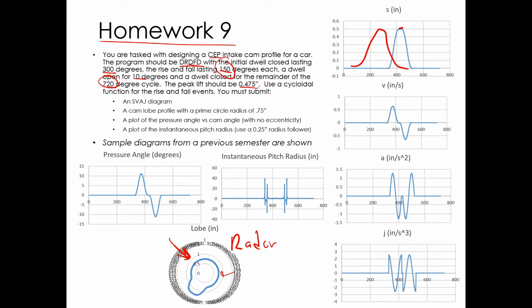And you don't have to offset this for the roller follower. So this would be the prime circle. This would be the pitch path for it, not the actual metal. Offset's a lot harder to do. Plot of the pressure angle versus cam angle. That's this. Plot of instantaneous pitch radius for a 1/4 inch follower. That's this. So your graph should look fairly similar to this.